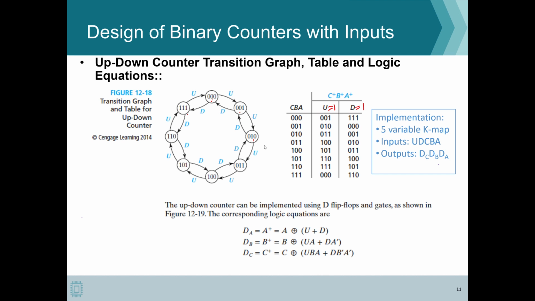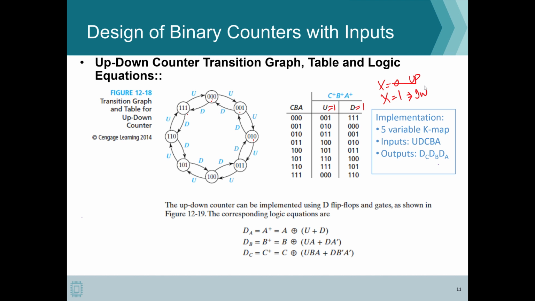Another way to implement this is that you do not need two variables. We could have actually used one variable, so let's say an input variable called x. Whenever x is equal to 0, it counts up, and when x is equal to 1, it counts down. So we could also have just got away with one.